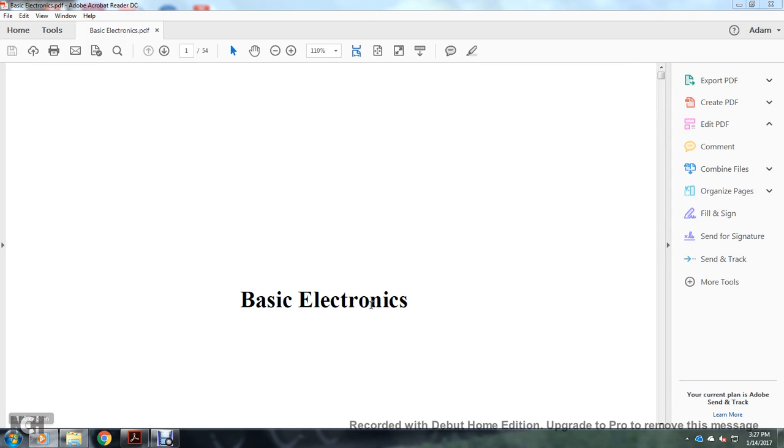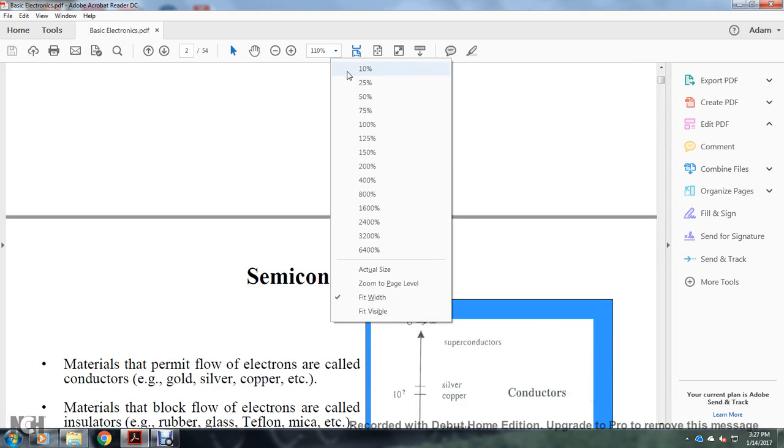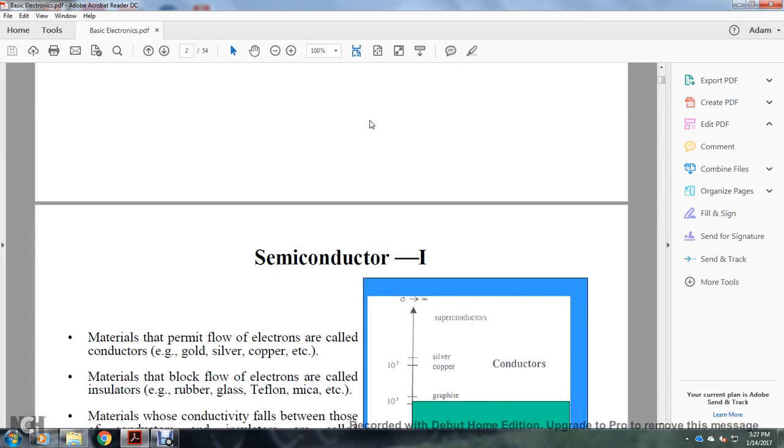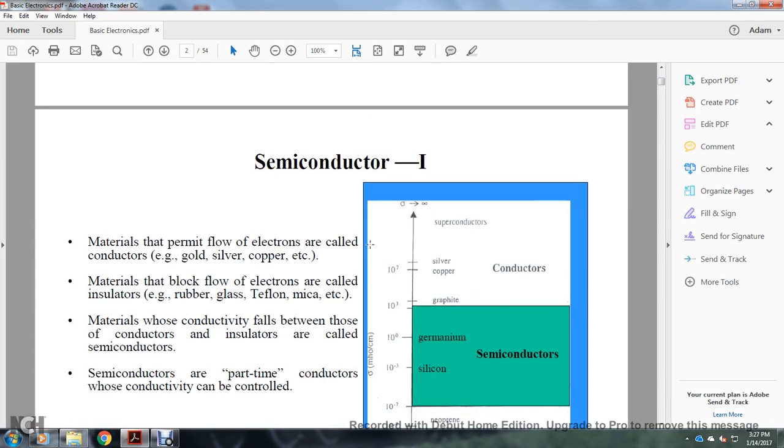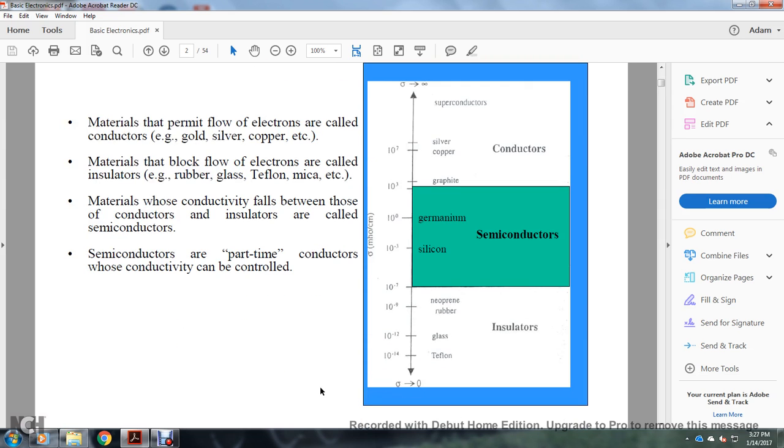Alright, basic electronics. Alright, semiconductors. Materials that permit flow of electrons are called conductors: gold, silver, copper. Materials that block electrons are called insulators: rubber, glass, Teflon, mica. Materials whose conductivity is between those of conductors and insulators are called semiconductors. Semiconductors are part-time conductors whose conductivity can be controlled.